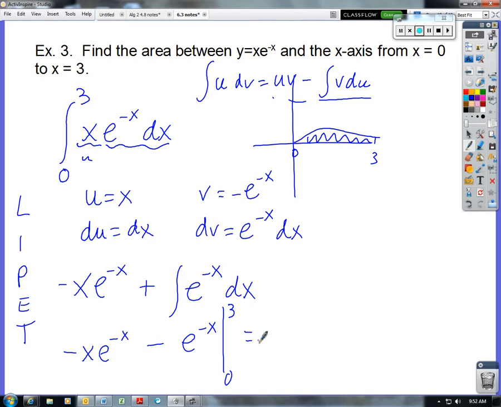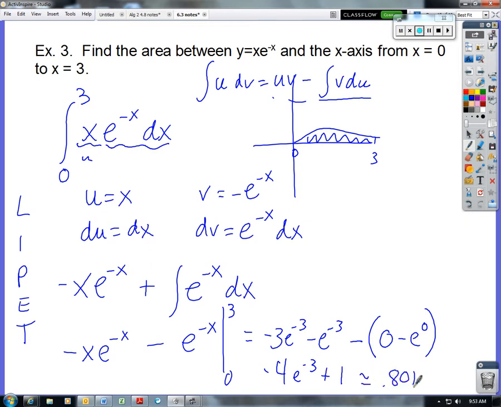Okay, now plug 3 in. So negative 3 e to the negative 3 minus e to the negative 3 minus parenthesis 0. But be careful here, this is not 0, this is minus e to the 0, which is 1. So we have negative 4 e to the negative third, and that's going to be plus 1. If you get a decimal, that's 0.801. Which makes sense. It's a really thin area, so it should be a fairly small number.